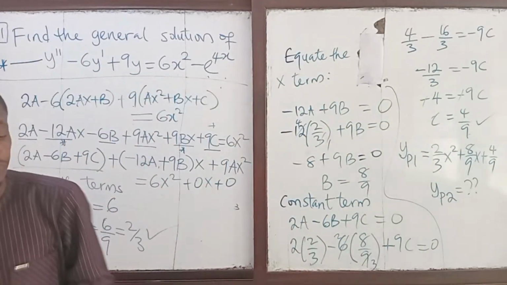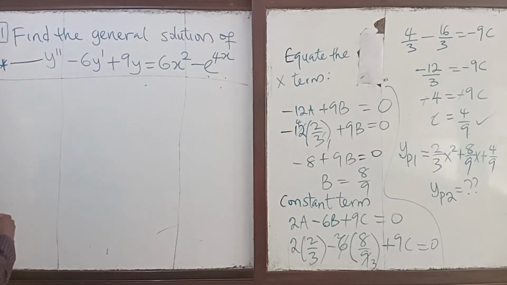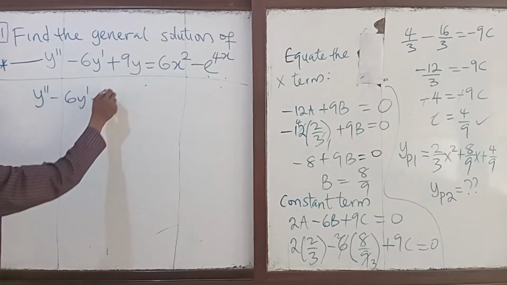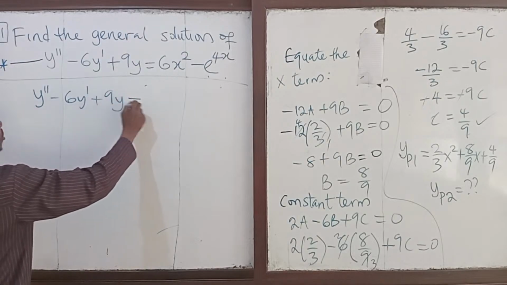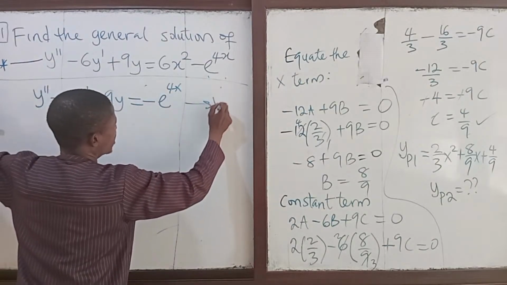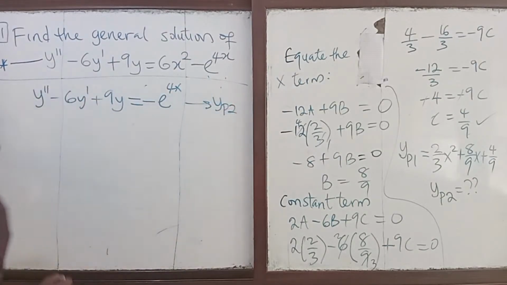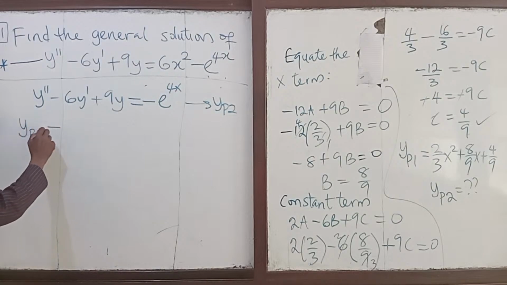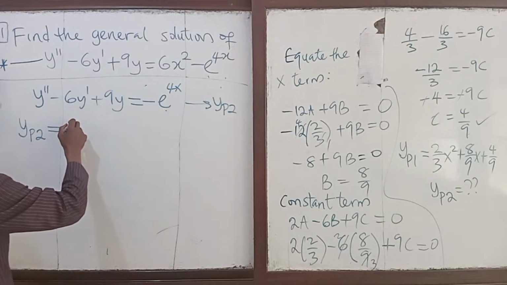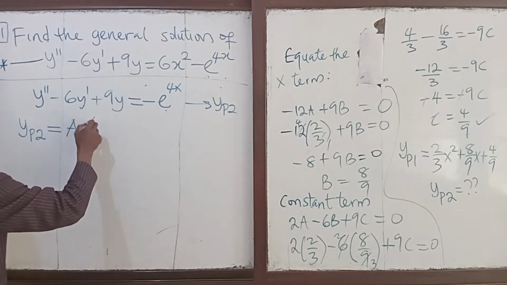Let's get the yp2. We have the general equation for yp2. The second derivative minus this one plus this is equal to minus e to the power 4x. This is what we're going to use for the yp2. The equation for yp2 will be equal to, we have the e function, that will be a times e to the power 4x.